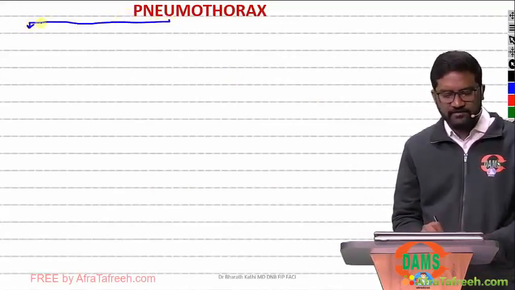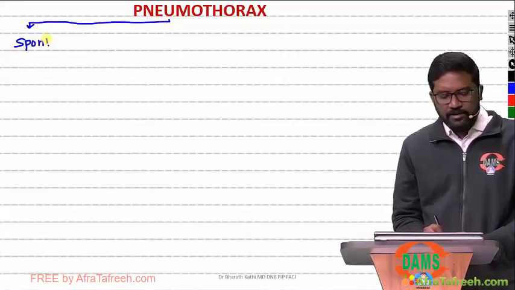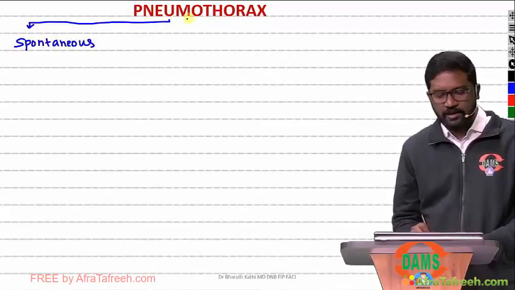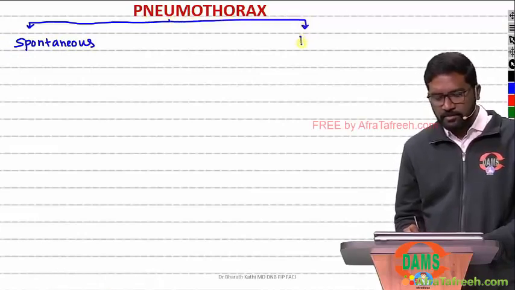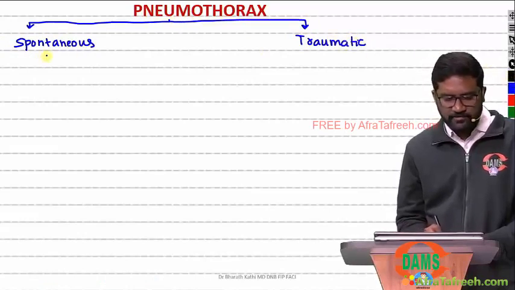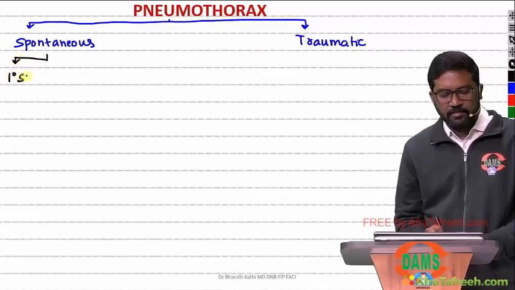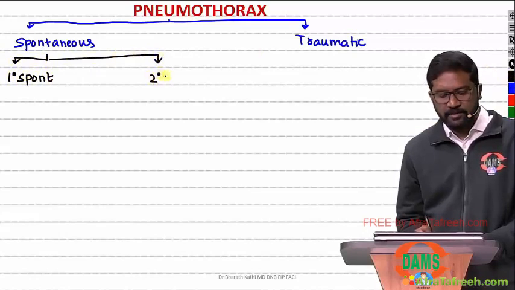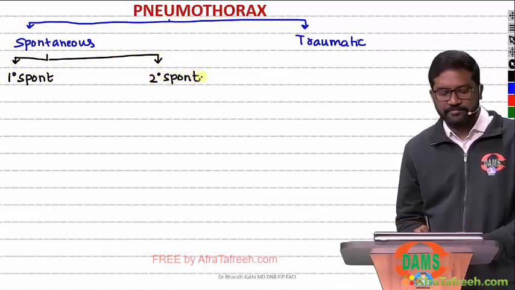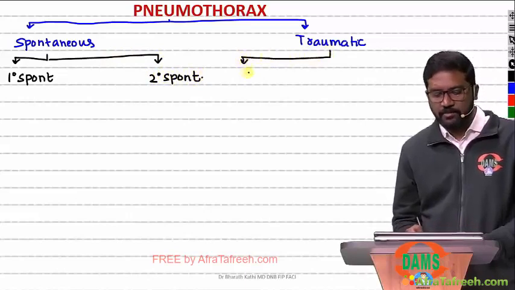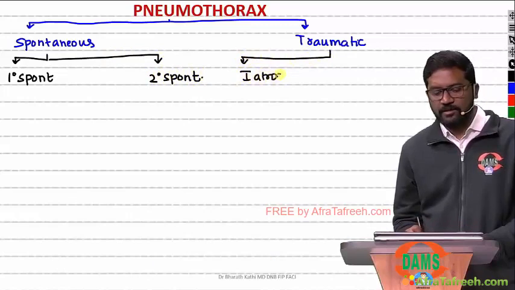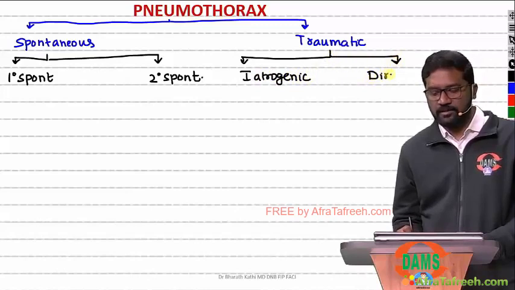Pneumothorax is generally classified into spontaneous pneumothorax and traumatic pneumothorax. Under spontaneous pneumothorax, we have primary spontaneous pneumothorax and secondary spontaneous pneumothorax. Under traumatic, trauma happening in hospitals is referred to as iatrogenic. Trauma happening outside is direct chest injury.